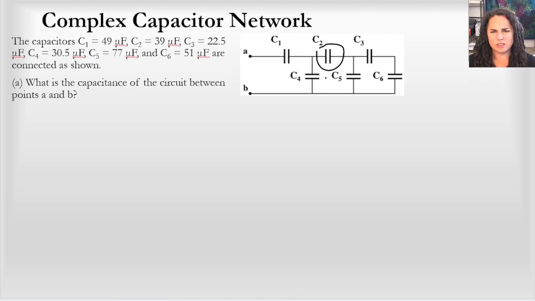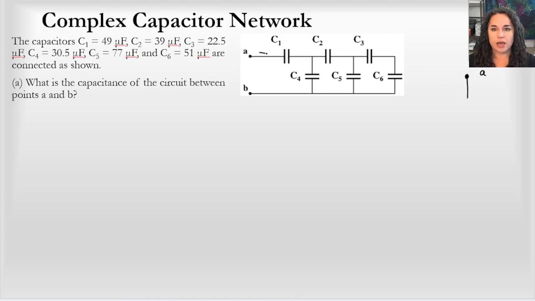C2 is in the middle here. It's not really in series or parallel with anything else. So how do you add that in? So let's redraw this circuit. And I'm going to start at point A, and I'm just going to go up and down. For me, going up and down is an easy way to look at a circuit.